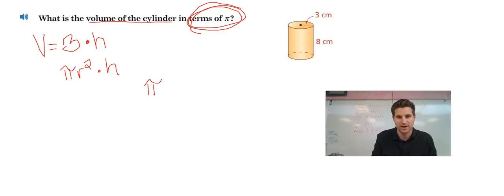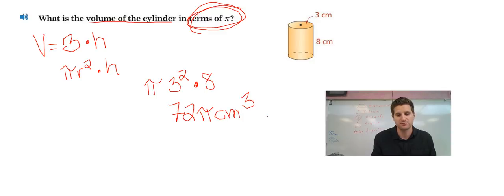So we just do pi 3 squared times, and then we do the height. That's the distance between the two base figures, so we get 8. So we just evaluate that. We get 3 squared is 9. Then multiply that by 8, and we get 72 pi. And this is still in cubic centimeters because we're talking about volume.